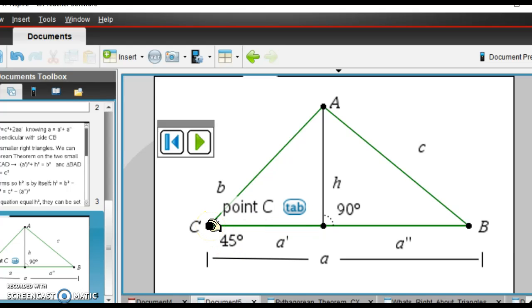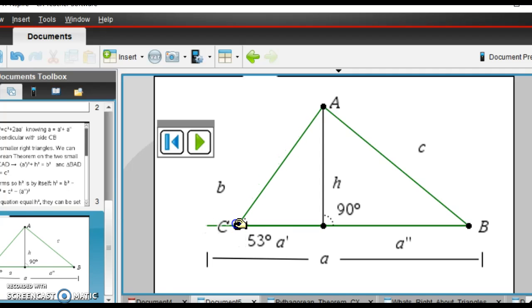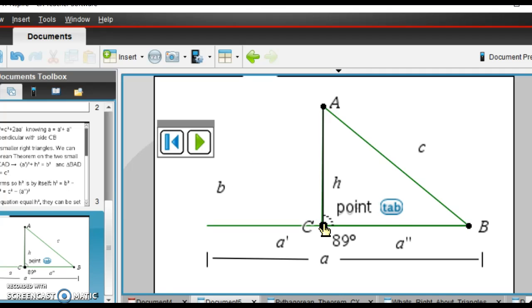So I built this so that you can grab C and you can start pulling it along, and what happens is if the angle between line B and line A becomes 90 degrees, oops, missed it just a tad, that B will then become really side H. And I cannot get this to be 90, no matter how many times I practice this.